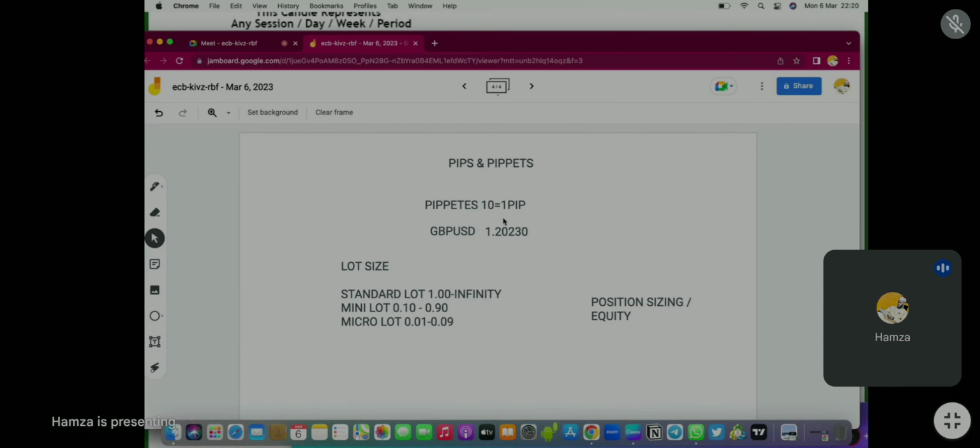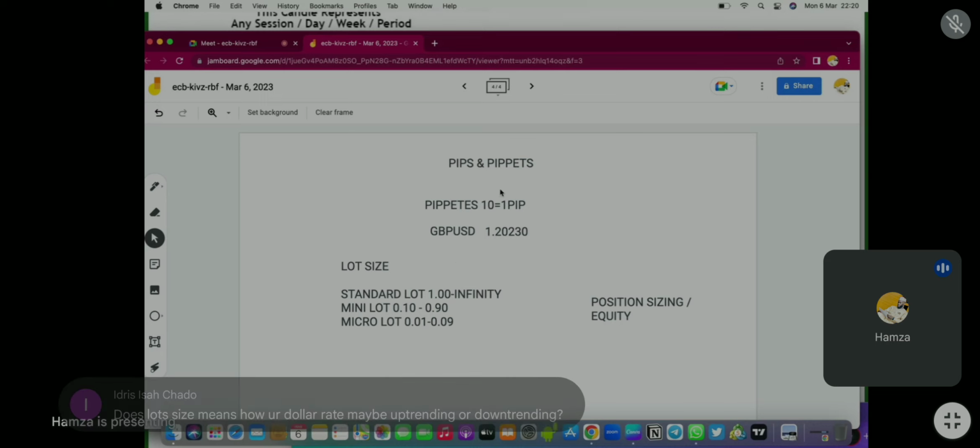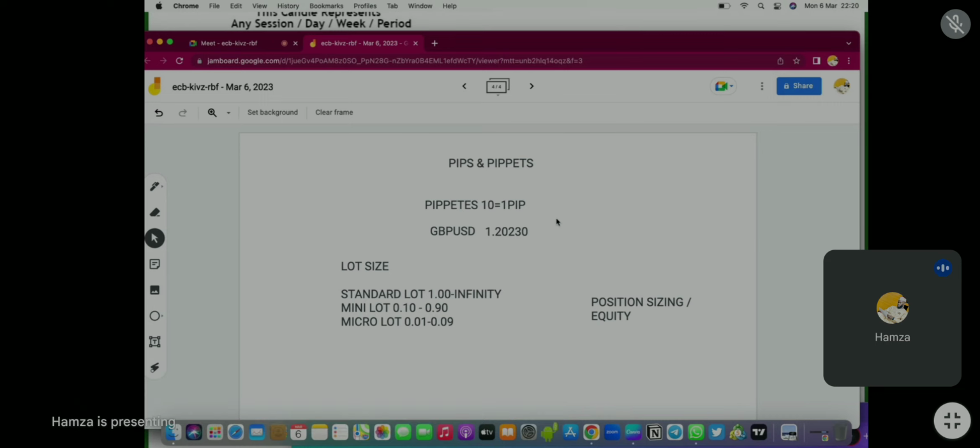And you use your equity to calculate your position sizing. So if you want to risk 10 pips, you look at your equity. How much do you have? I have so much amount. Well, what percentage do I want to risk per trade?